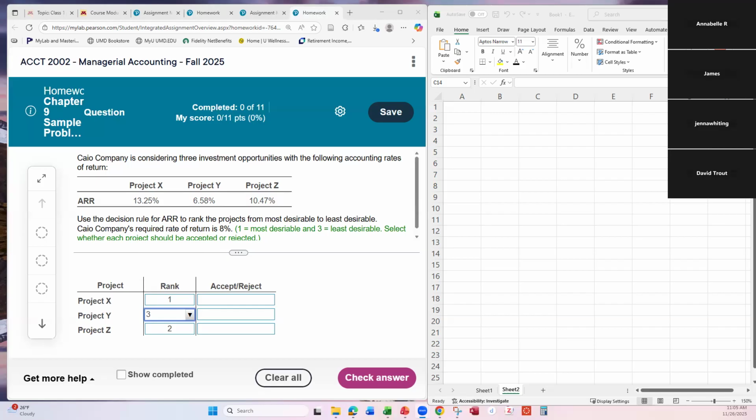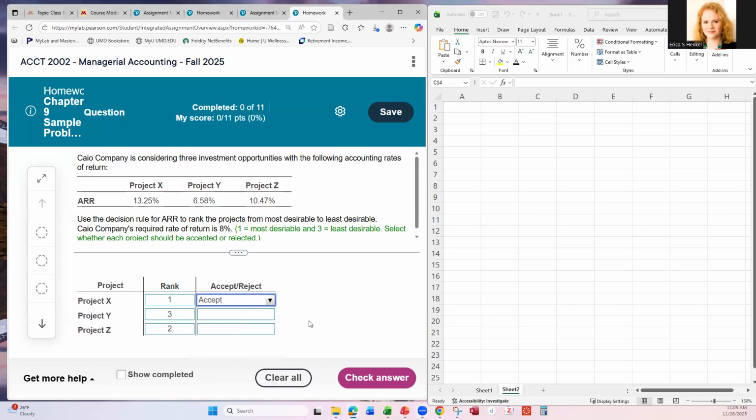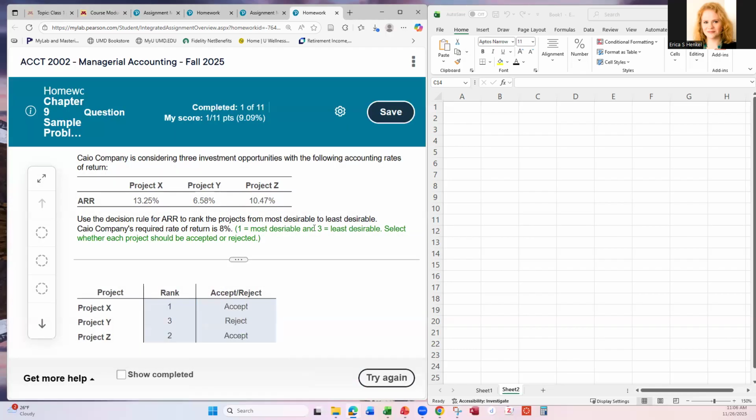Okay, so if our rate of return here is 13.25%, and we need to have a minimum of 8%, then that would be acceptable, right? And then in terms of Project Y, that has a 6.58% rate of return, which is below our cutoff of 8%. So we would reject that one. And then again, 10.47 is better, so we can go ahead and accept that one. All right. So that was just a quick review from what we talked about on Monday.